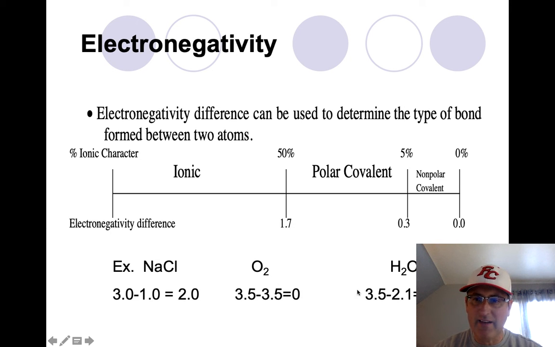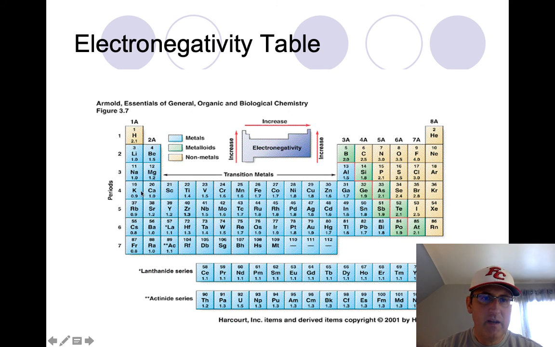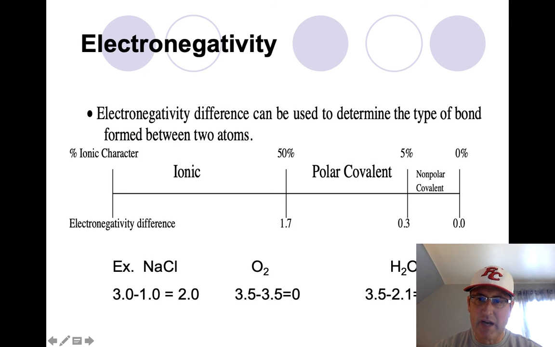And then lastly, here's H2O. You don't multiply, you just look at the two atoms, hydrogen and oxygen. You don't multiply the hydrogen value by 2 or anything like that. So hydrogen, here it is at 2.1. Here's oxygen at 3.5. We make the subtraction. 1.4 is the difference, and that is right in here. It is polar covalent.